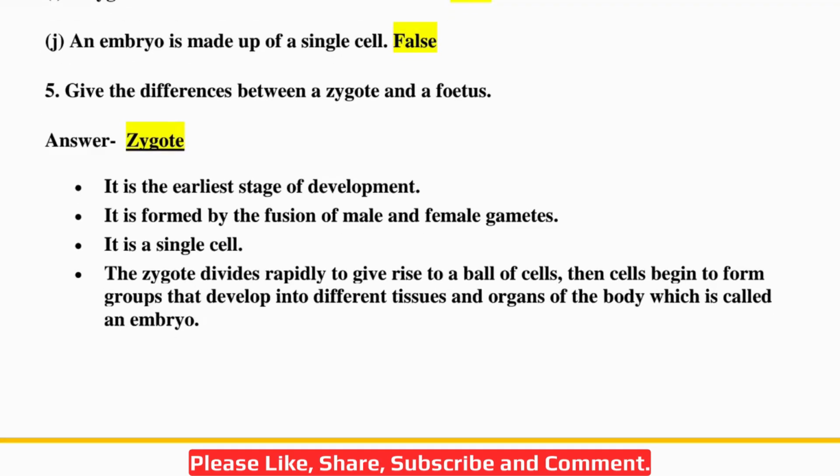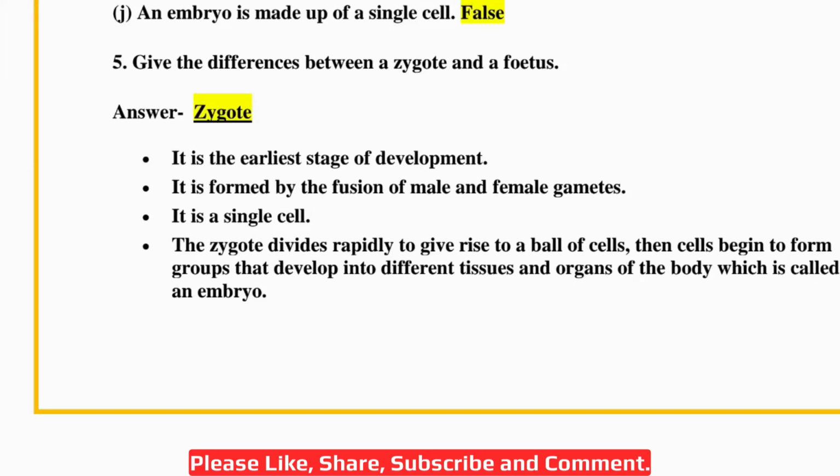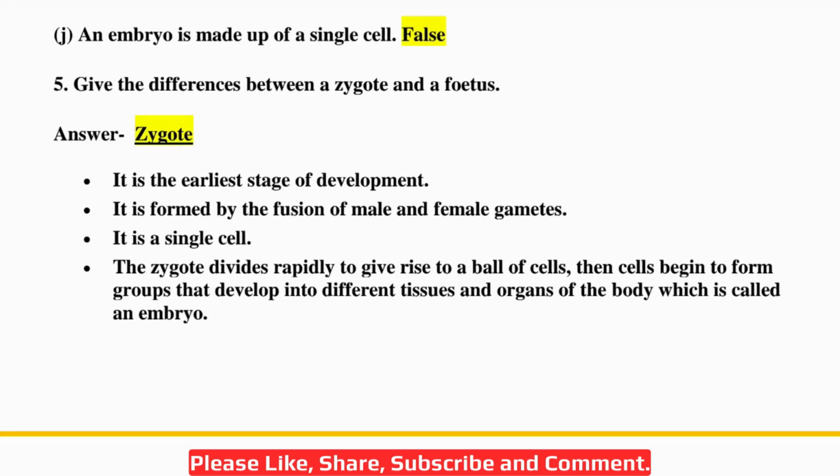Now the fifth question, give the differences between a zygote and a fetus. So zygote is the earliest stage of development. It is formed by the fusion of male and female gametes, sperm and ova. Then it is a single cell. The zygote divides rapidly to give rise to a ball of cells. Then cells begin to form groups that develop into different tissues and organs of the body, which is called an embryo. So this is zygote.